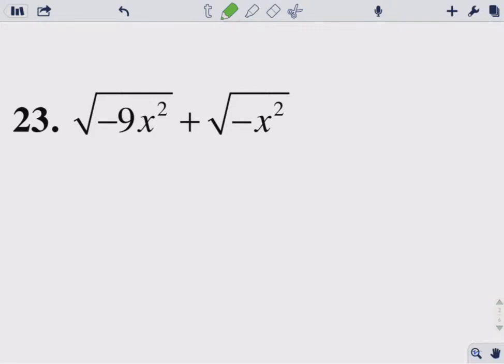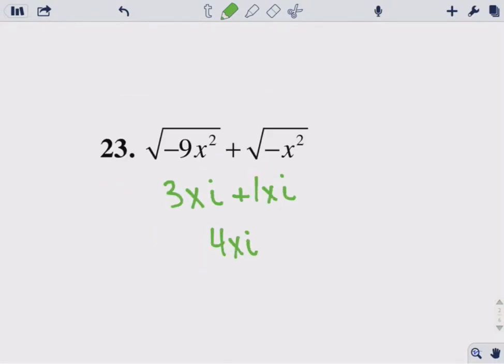Same thing here, square root of 9 is 3, square root of x squared is x, negative is the i. Square root of x squared is x, negative is the i, so now I get 4xi because there's one of those and 3 of the other.